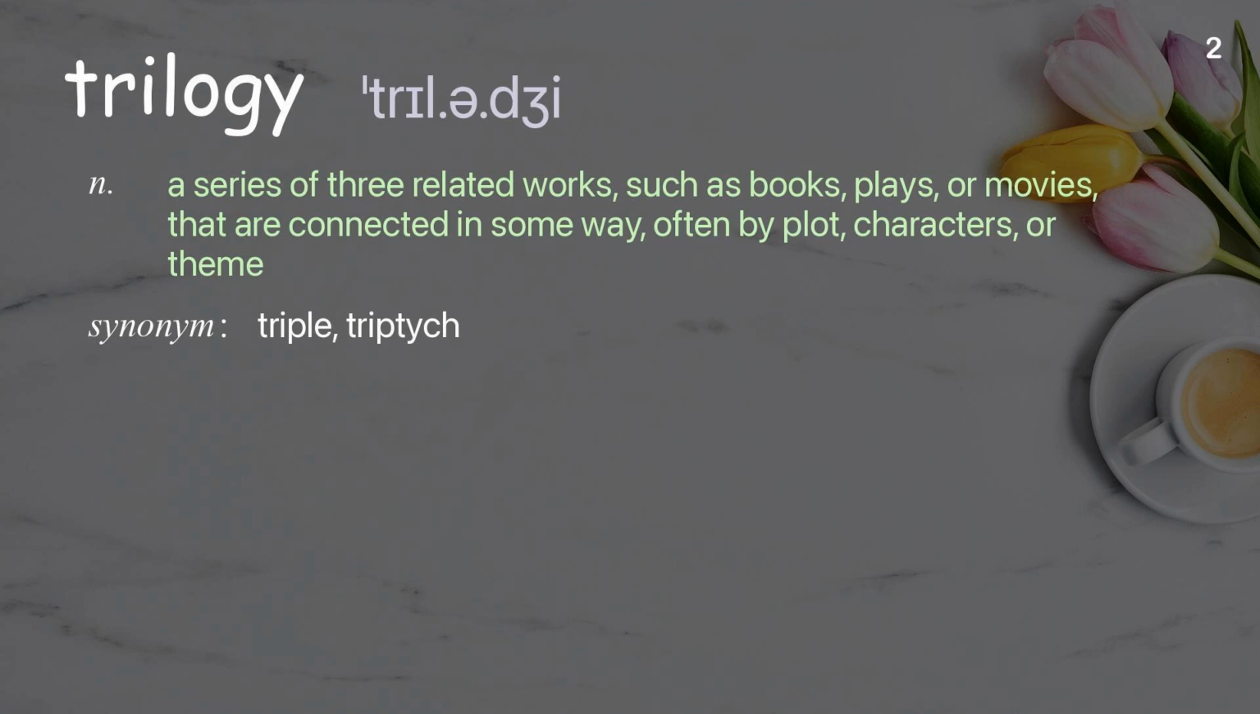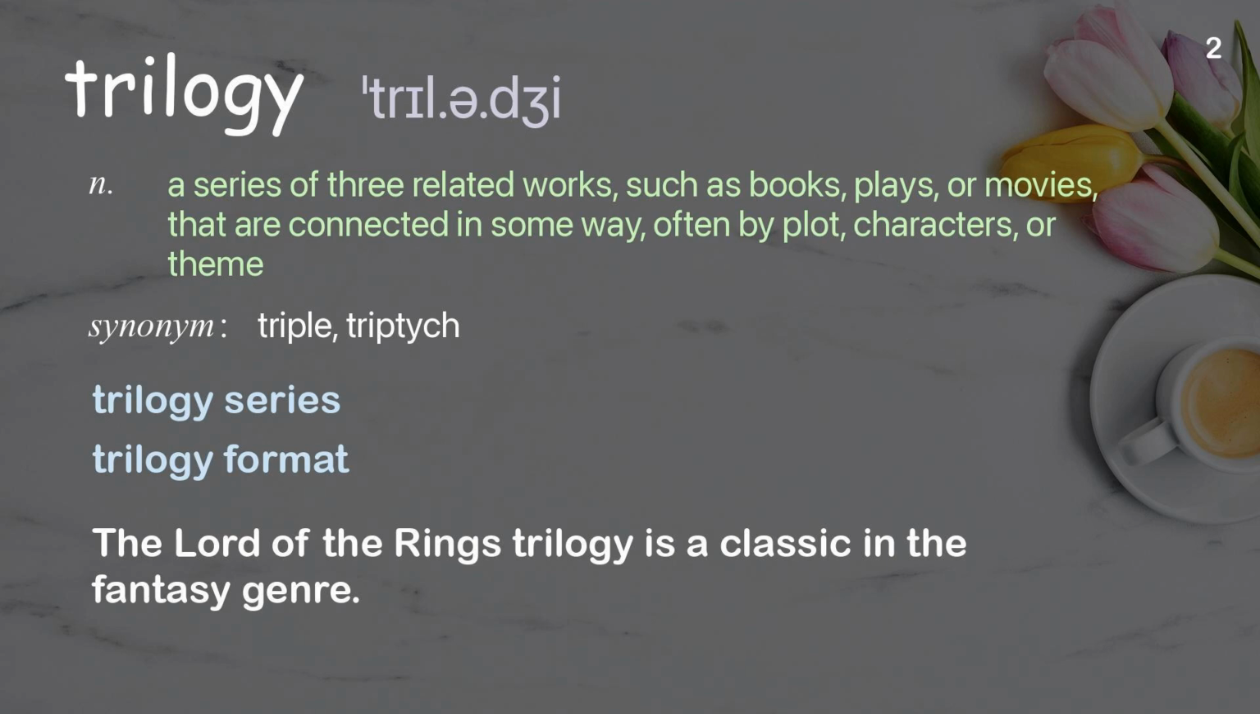Trilogy. A series of 3 related works, such as books, plays, or movies, that are connected in some way, often by plot, characters, or theme. Examples: Trilogy series. Trilogy format. The Lord of the Rings trilogy is a classic in the fantasy genre.